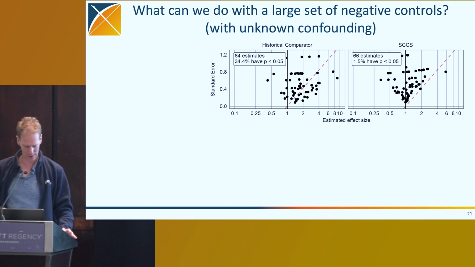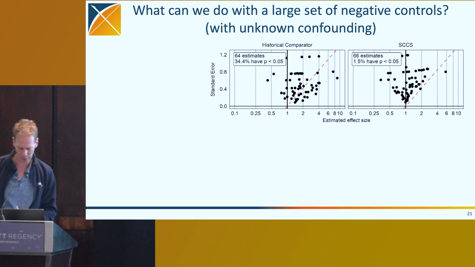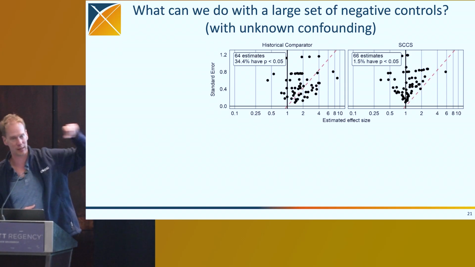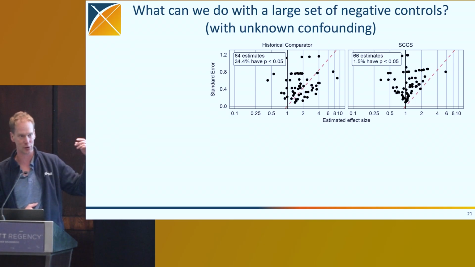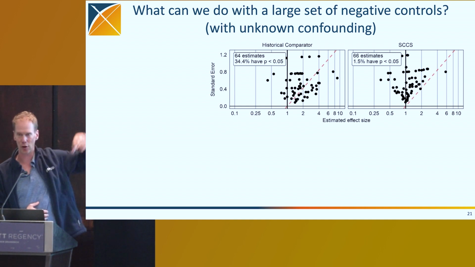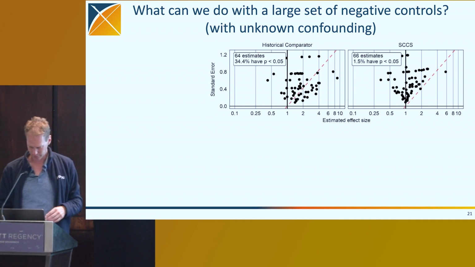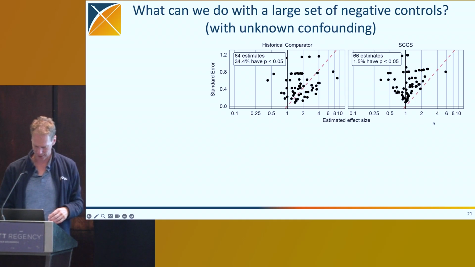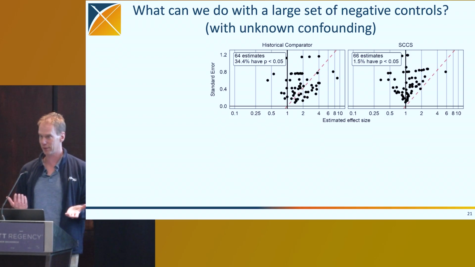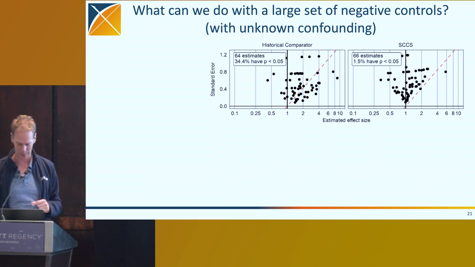So what can you do with a set of negative controls where we don't know the confounding? Well, you can just plot them like here, and Tara already showed you similar plots. So on the x-axis is the effect size that was observed using our method for a negative control, and on the y-axis is the standard error. And so the higher you go, the wider your confidence interval is. In this case, we're just looking at one-sided p-values, and anything below this dashed line is statistically significant. And remember, these are all negative controls, so there is no causal relationship.